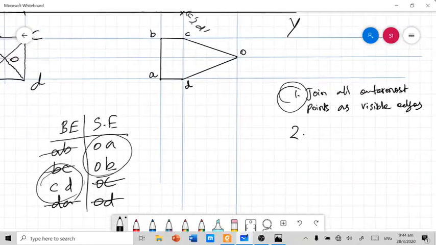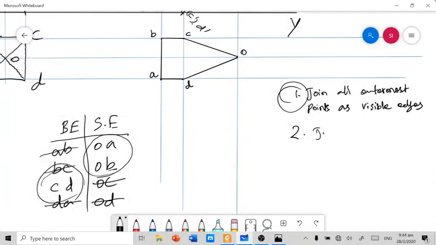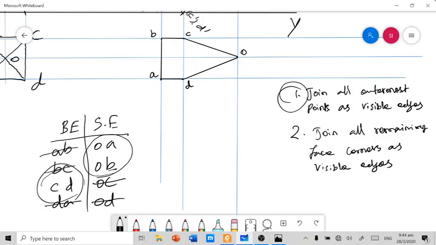The second rule is join all remaining face corners as visible edges. Actually, this is a pyramid, there are no faces there, so the second rule is not applicable in this problem.